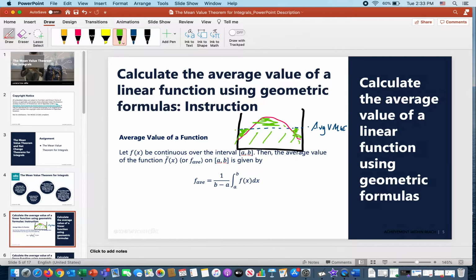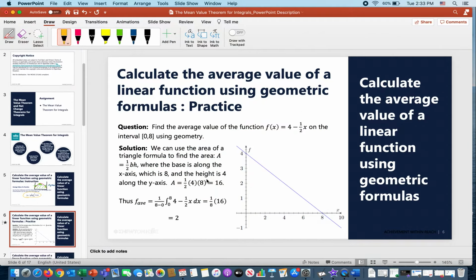So what we want to be able to do is identify what is that average height, right? What is that height where everything would settle out, so to speak. And conceptually, that's what the mean value theorem is telling me. Now, mathematically, the mean value theorem says this: the average value of a function is given by 1 over b minus a times the integral from a to b of f of x dx. Okay, so we're going to use this as we go throughout some problems and find the average value and so forth. So here's a problem where we can use some geometry to help us out.